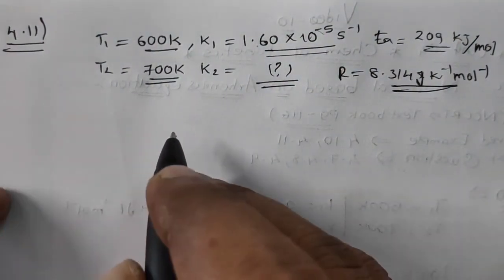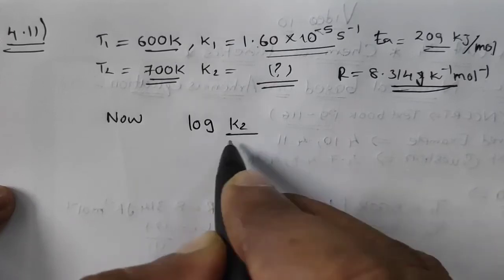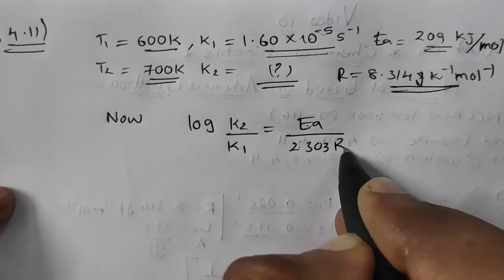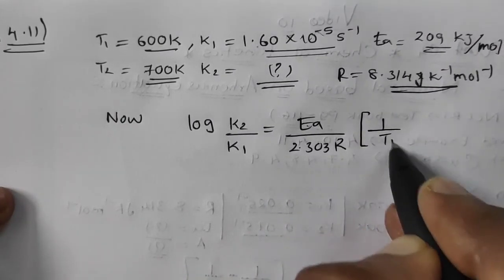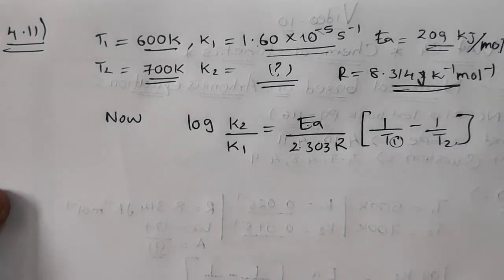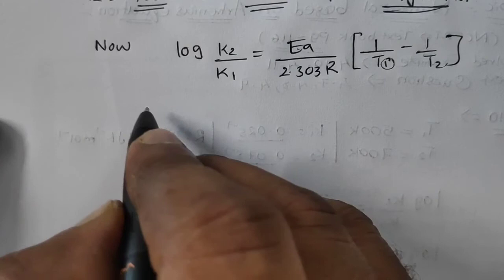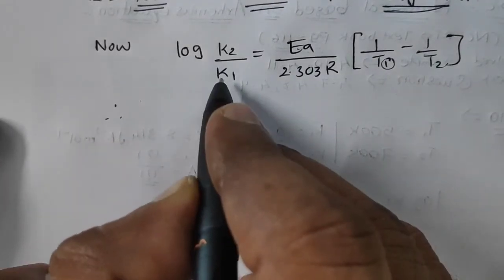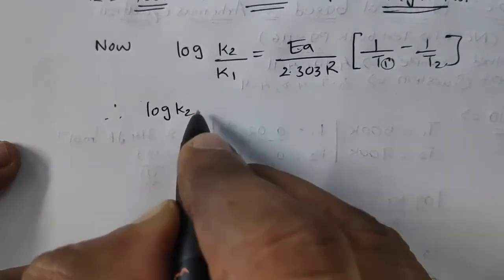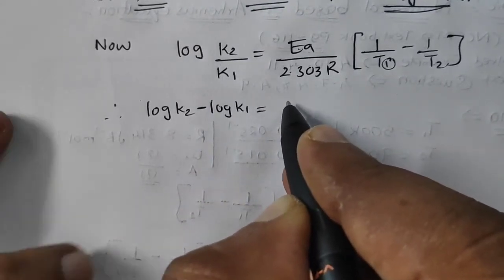Now according to Arrhenius equation, we know log of K2 upon K1 is equal to EA upon 2.303 R into 1 upon T1 minus 1 upon T2. Here you have to be very careful whenever I write this formula, T1 will come first. Log can be written as log K2 minus log K1 is equal to EA.